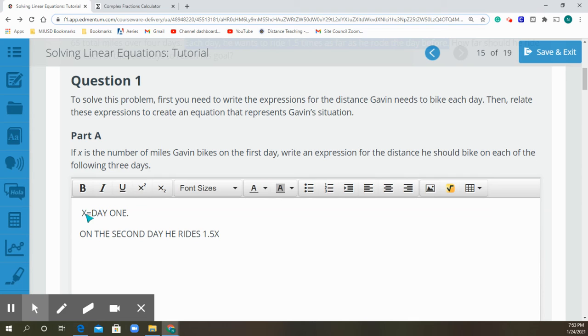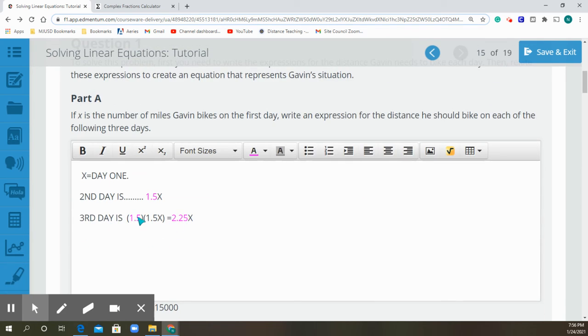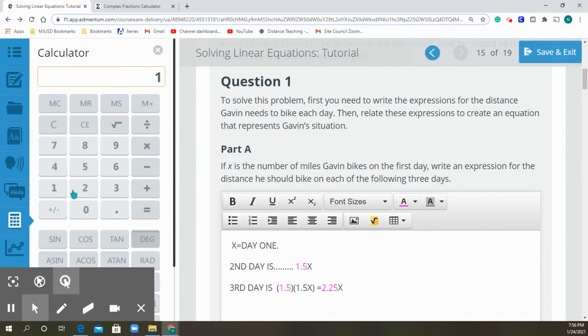So on day 1, he rides x amount of miles. On the second day, he rides 1.5 times x. The third day is 1.5 times day 2, which is 1.5 times x. So 1.5 times 1.5 equals 2.25x.